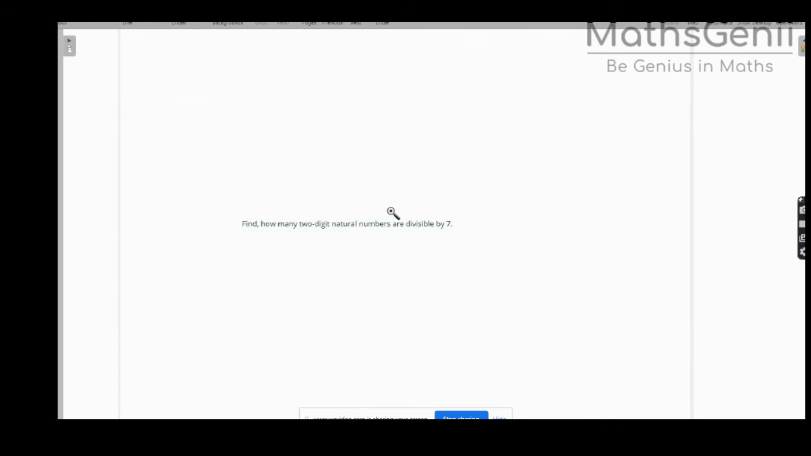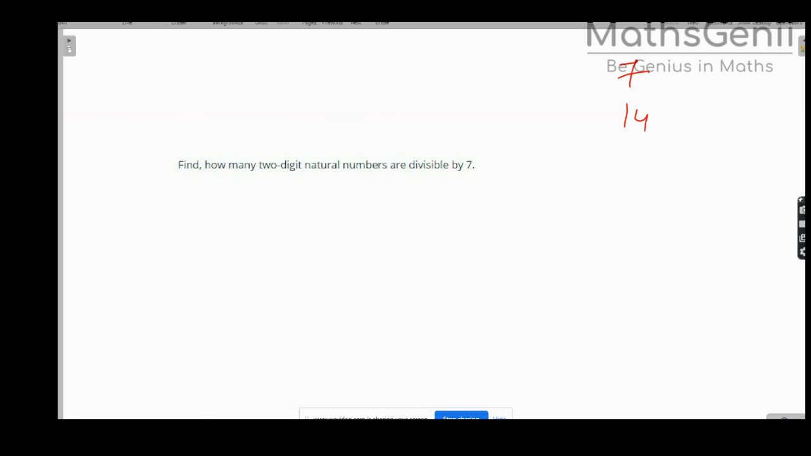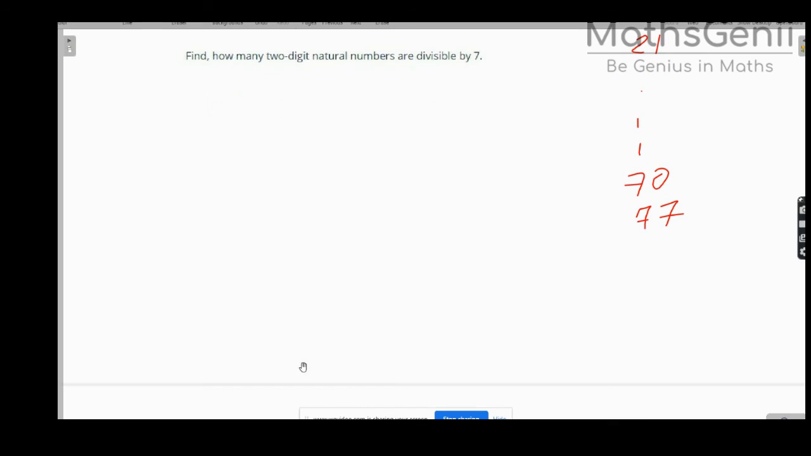I was talking about this question. Find two-digit number divisible by 7. Again, I will write the 7 table like I had written the 3 table. 7, 14, 21, and so on. 70, 77. I'm just adding 7. Okay, I'm just adding 7. You don't need to do all this. 91, 91 plus 7, 98. 98 plus 7 will go into 3 digits. So we don't want that.